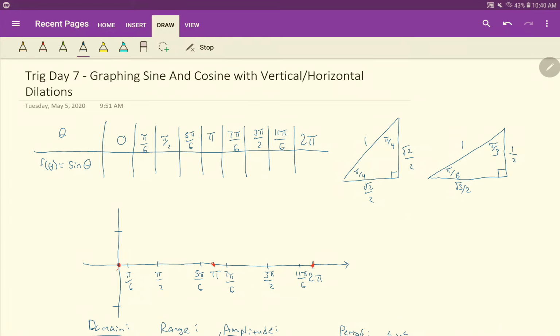Right, hi everybody. Today we are going to be looking at graphing sine and cosine with vertical and horizontal dilations. But actually, we're not going to do cosine, and we're not going to do horizontal dilations, because I want to make sure we feel strong about the transformations, besides trying to squeeze in too much stuff here. So we're just going to focus on that.